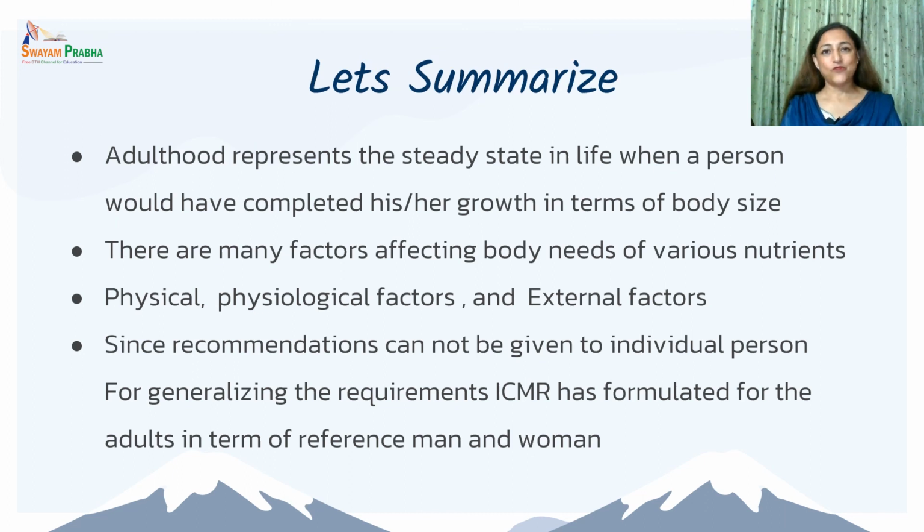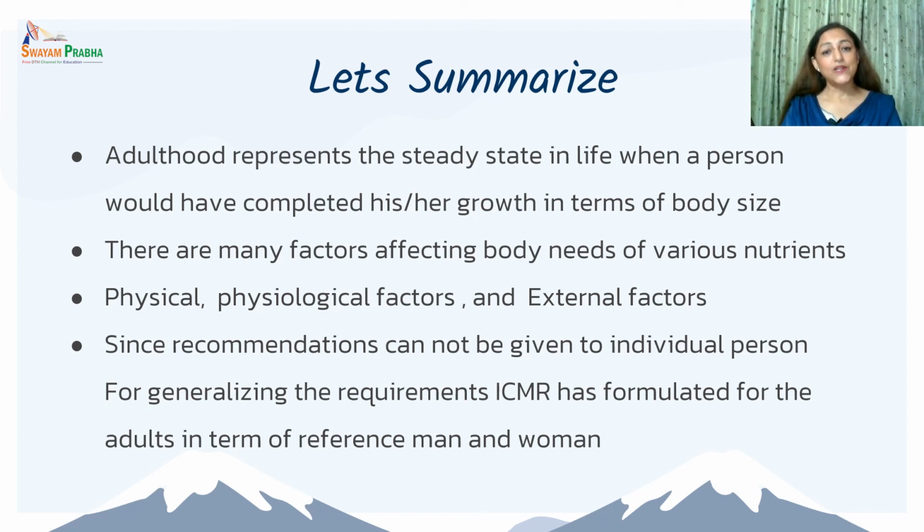Let's summarize what we have studied in this lecture. In this first lecture, we studied about adulthood. We studied that it represents a steady state in life when the person has completed his or her growth in terms of body size. Then we studied that there are many factors which affect the body needs of various nutrients in adults. They are physical, physiological, and along with that, there are some external factors. Then we studied that the recommendations cannot be given to an individual person.